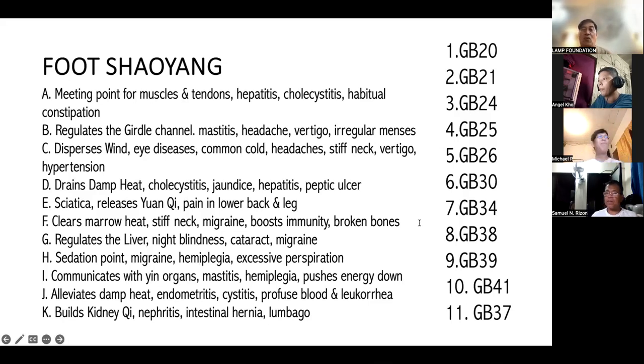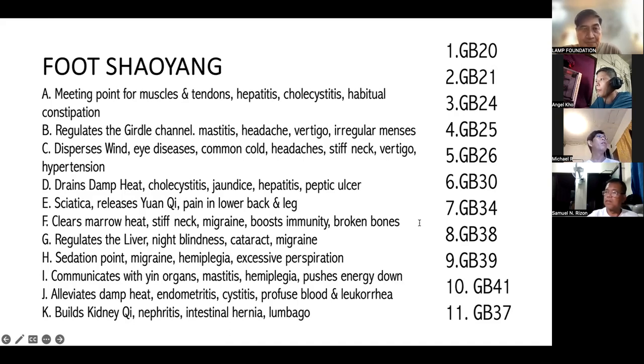What's your answer for number 1? GB20? The answer is GB20 po. Dispersing wind, letter C. Okay, very good. GB20 is very common, especially when you have both external wind and internal wind. Common cold, headache, stiffness, a stiff neck, vertigo, hypertension.